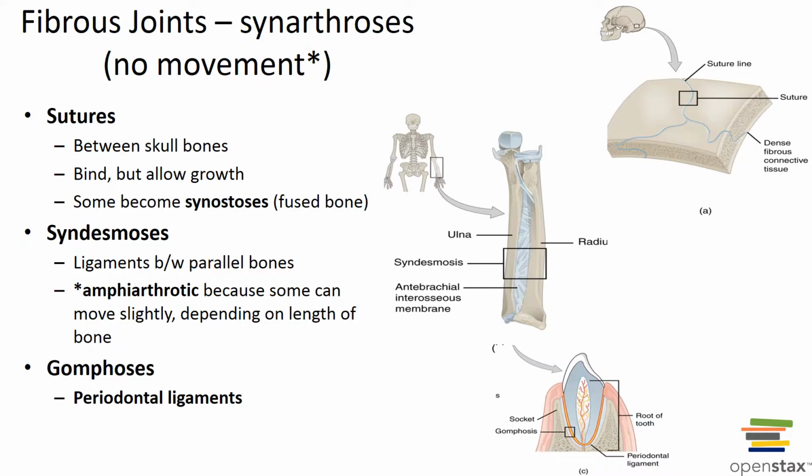Gomphosis is a synarthrotic joint, also known as a peg and socket joint. This type of joint is found on the maxilla and mandible, where the teeth are fixed securely in the sockets of the alveolar margins. The fibrous connective tissue between a tooth and its socket is called a periodontal ligament.